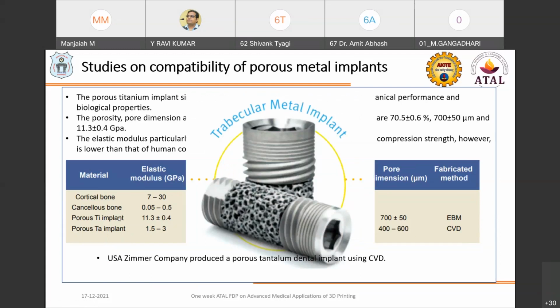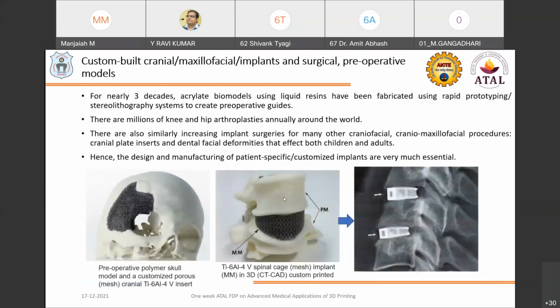And there are titanium implants coated with tantalum. The Zimmer company has a patent, and they have made these using a CVD process, and this was already used in many patient applications. And with respect to other custom-built cranial or maxillofacial implants, which use surgical or pre-operative models.